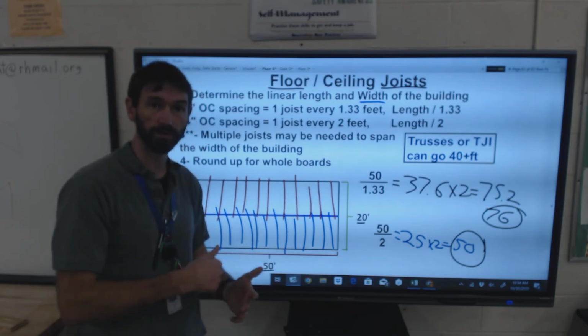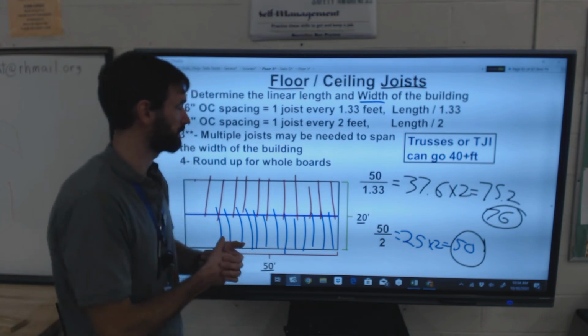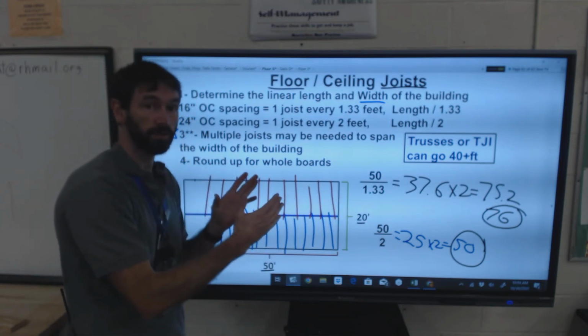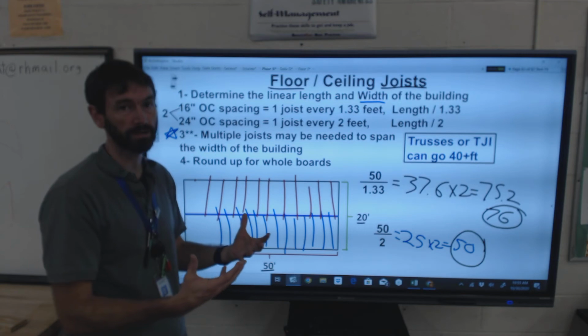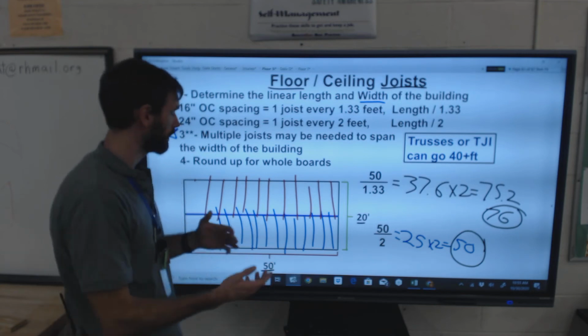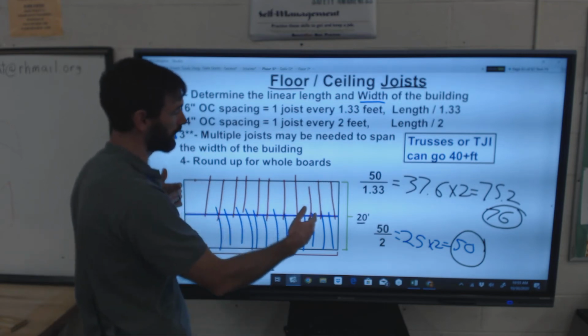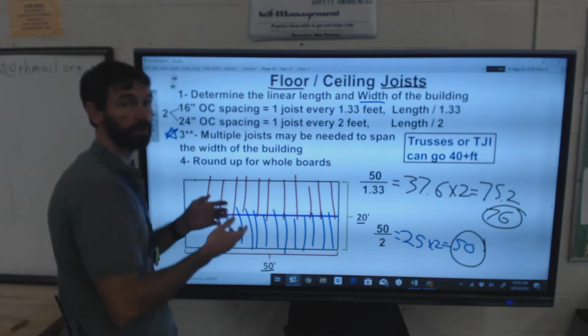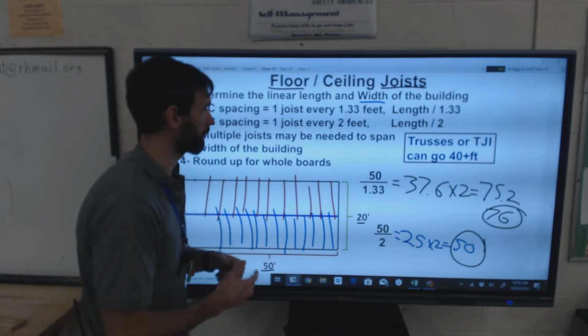Are you going to run 24s? Are you going to run 16s? Now, granted, the 16s are closer, so that the floor is able to support more weight. You won't have to have as many girders. If you space your boards farther out, you might have to add a second line of girders. It just kind of depends on what's going on with the floor.